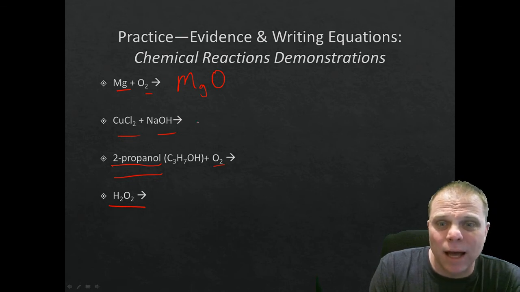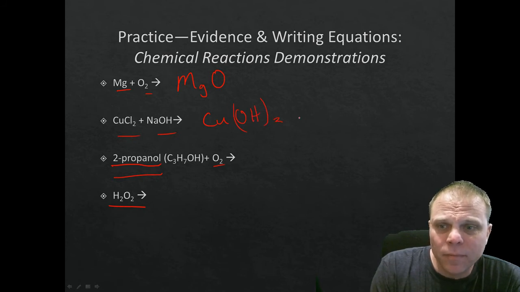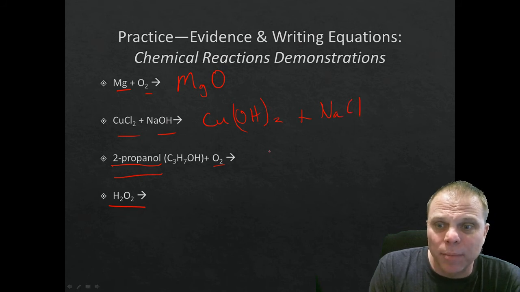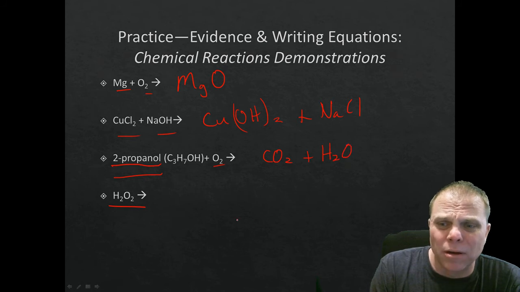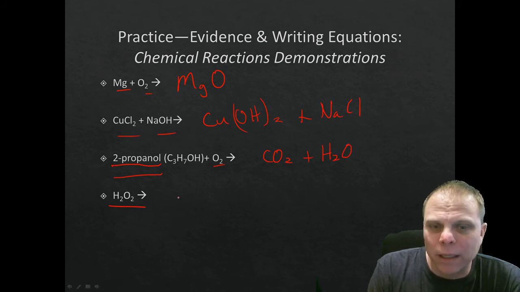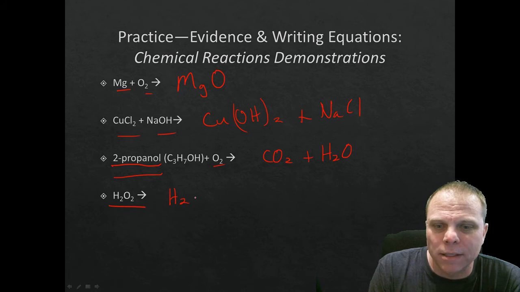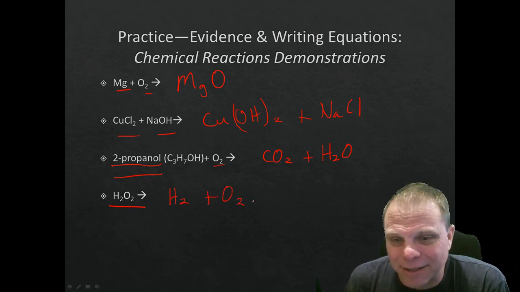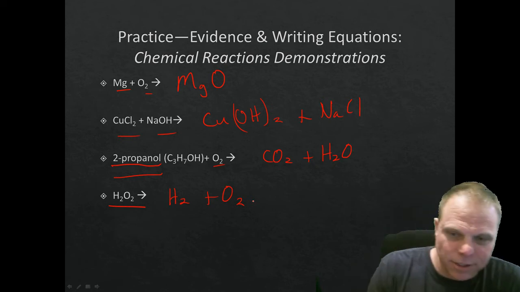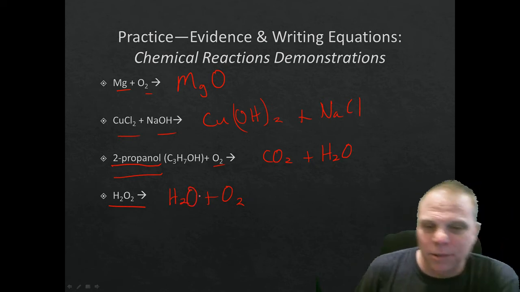And then we could balance that. This is going to be swapping partners. So you're going to have copper hydroxide plus sodium chloride. This one is going to be carbon dioxide and water. And you might be like, how in the world do you know that? They're really easy in this case. And then this is a reaction in which you're just going to get hydrogen gas and oxygen gas. So, this is H2 plus O2.